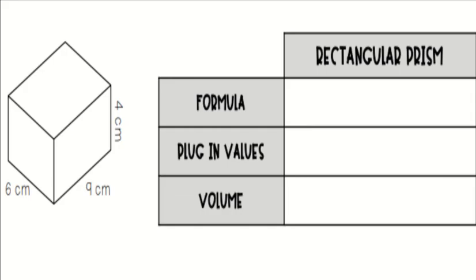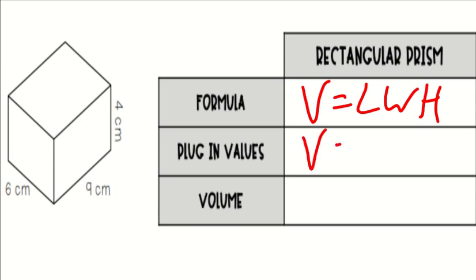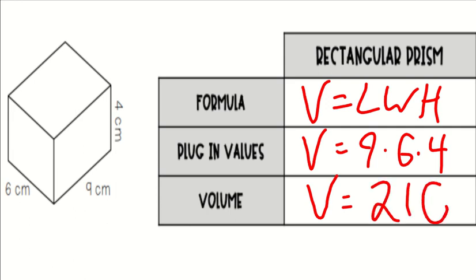All right, so our formula. We got volume equals length times width times height. You can do this basically as substitution type problems. Our volume still equals, let's say the length is 9, width is 6, height is 4. Then for the volume, you multiply those out. 9 times 6 times 4. If I'm remembering correctly, that was 216.